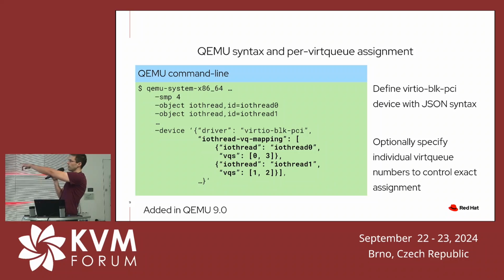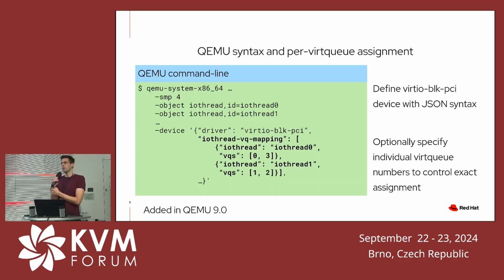What I'm showing here additionally is that you can give it a virtqueues array, and you can actually assign on a per virtqueue basis. So if you want to go very fine-grained and assign individual virtqueues to individual IO threads, you can do that too. You don't need to round-robin allocate. You might be wondering, why do I want to do this? You probably don't. Most people don't need it.